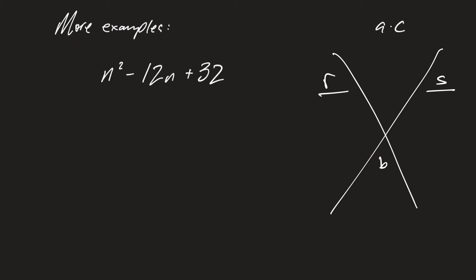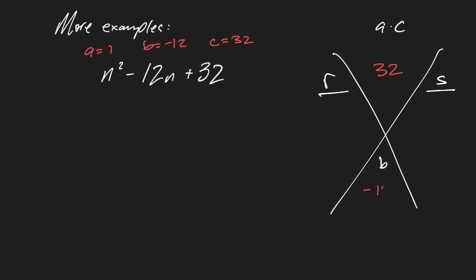So we have a new trinomial, n squared minus 12n plus 32. This is a little trickier. I have a negative symbol here and a positive symbol here. That gives me a clue about my factors. We'll go over this in just a second. So a equals 1, b equals negative 12, c equals 32 again. So A times C is just 32.